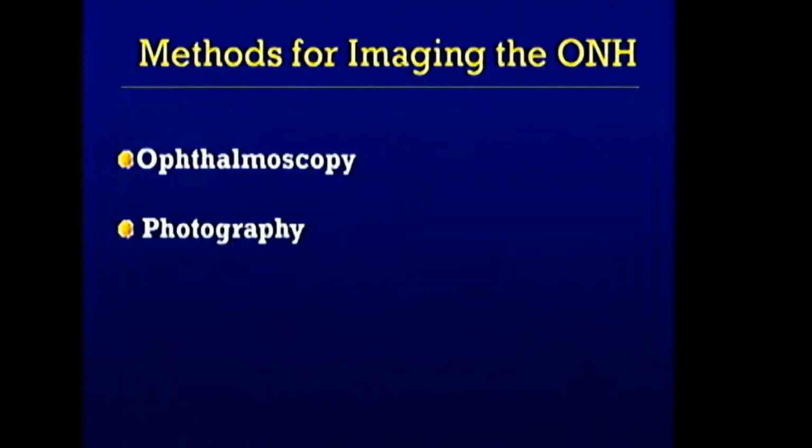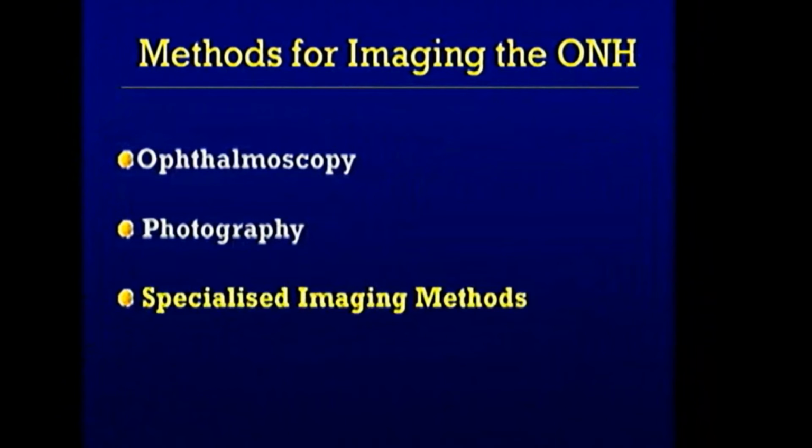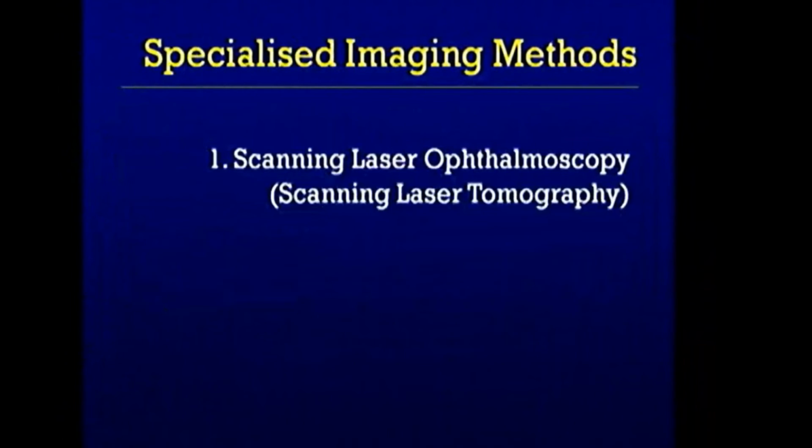Methods for imaging the optic nerve head include ophthalmoscopy and making a drawing of the nerve. You can take a photograph, which is a very good way of documenting the optic nerve. What I'm going to talk about in this lecture is really the specialized imaging we can use for the optic nerve head and retinal fiber layer. One of these methods is scanning laser ophthalmoscopy, and the most commonly used was HRT, the Heidelberg Retinal Tomograph, manufactured by a company in Germany. This is still used in quite a lot of practices in the West.